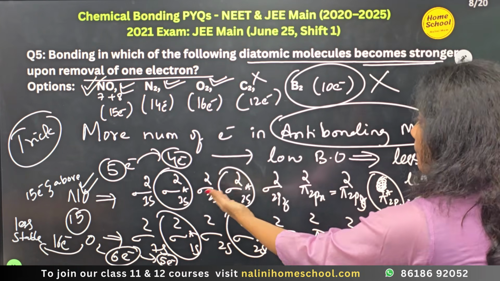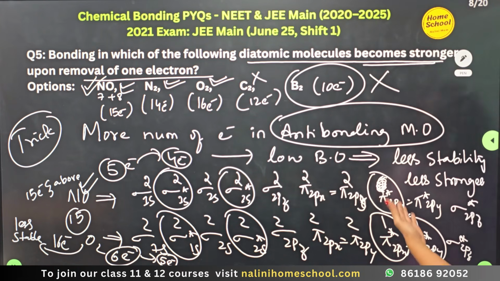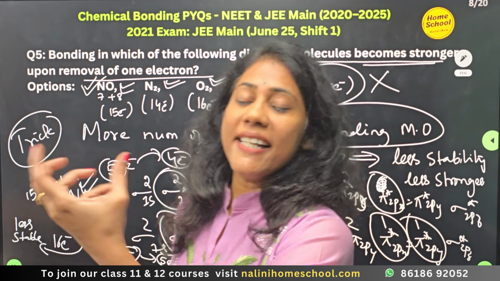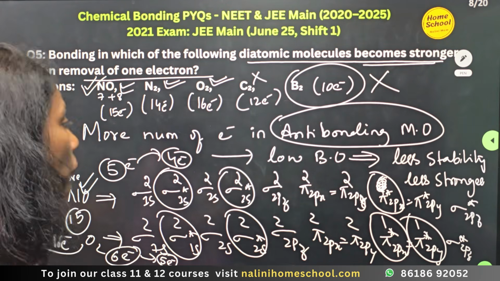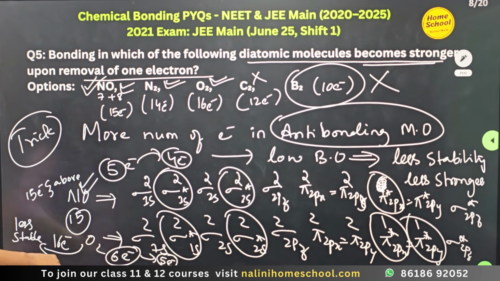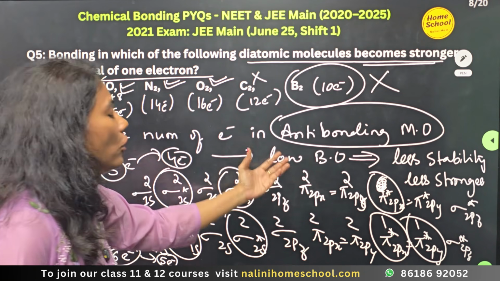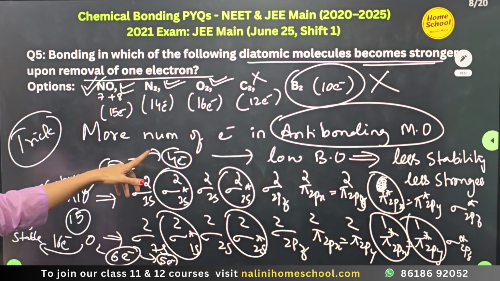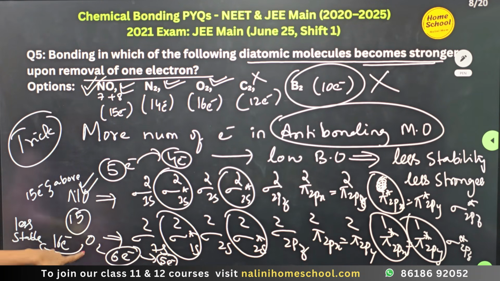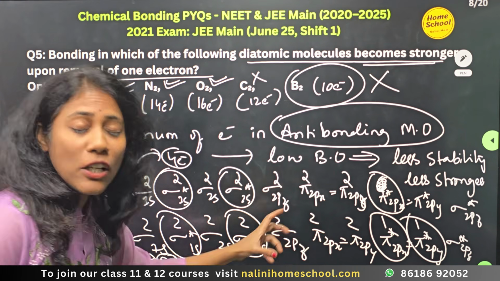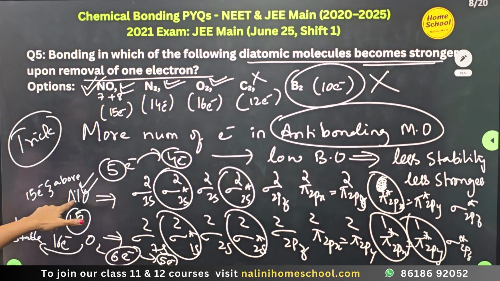So actually both of them have got electrons in anti-bonding. Both of them will get stabilized when an electron is removed. But out of 2, which one gets more stabilized? Definitely the one with the lower number of electrons in anti-bonding. The more the bond order, the more the stability. So out of 2, if you want to decide which one is getting more stabilized by removal of an anti-bonding electron, then the answer would be NO.